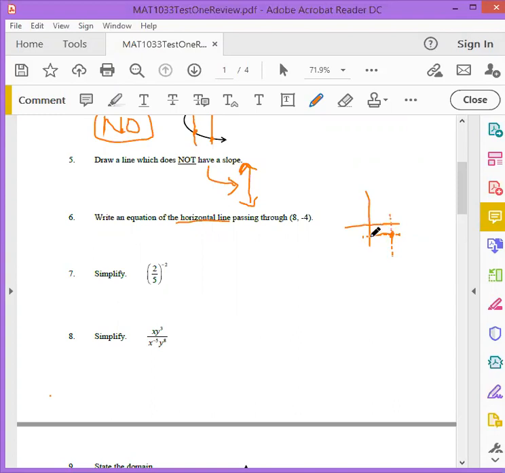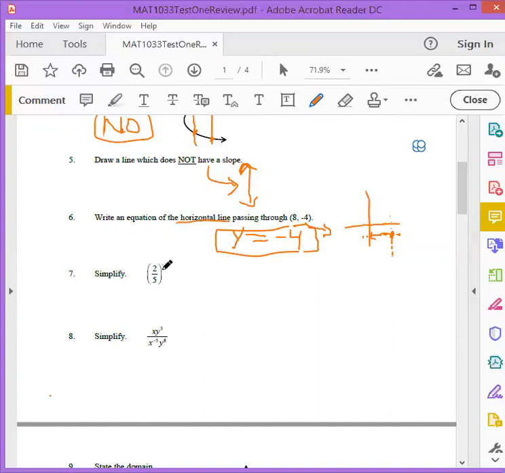So where are we on the horizontal line? We're at that space on the y-axis, which in this case is -4. The equation of the line should be y equals -4. So the horizontal line that cuts through this point 8, -4 should be y equals -4. Let's rewrite that: y equals -4.